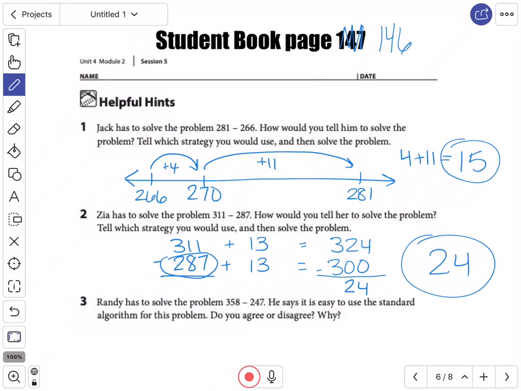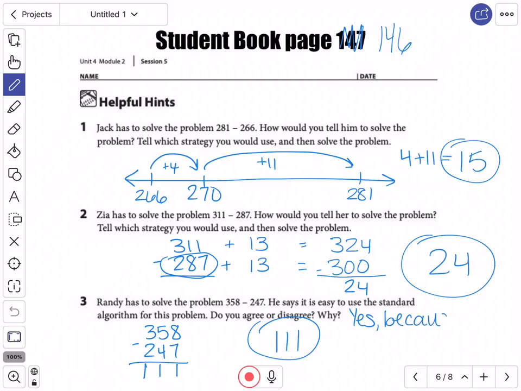Okay, and then moving on to the next one, Randy has to solve the problem 358 minus 247. He says it is easy to use the standard algorithm for this problem. Do you agree or do you disagree? Let me see here. 358 minus 247. I absolutely do agree with Randy, and that is because I have more on the top, so I don't need to stop. I can go right ahead and just subtract. 8 minus 7 equals 1, 5 minus 4 equals 1, and 3 minus 2 equals 1. And I end up with 111. Yes, I do agree with Randy because there is no regrouping.